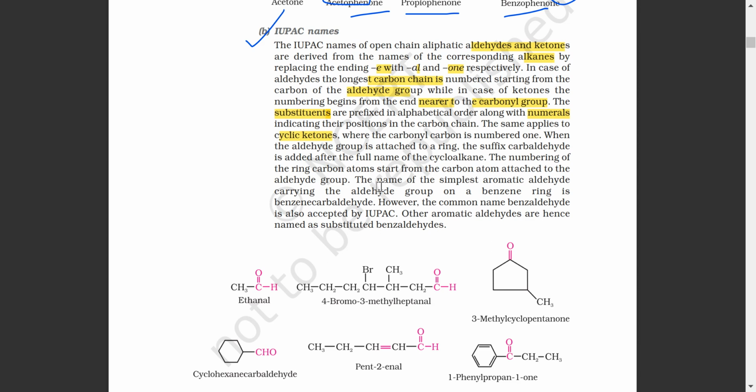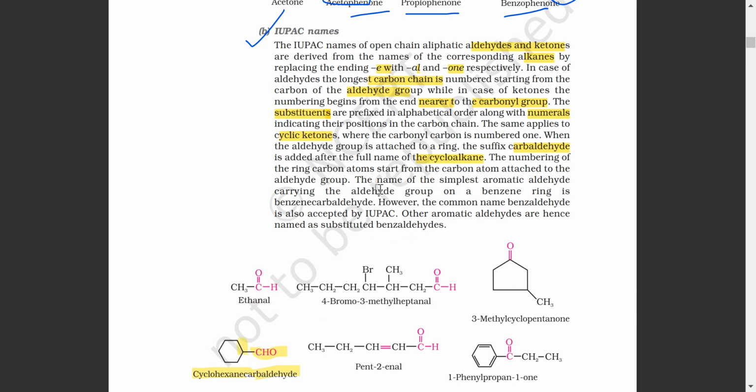Always, when the aldehyde group is attached to a ring, the suffix carbaldehyde is added after the full name of the cycloalkane. पहले हम हमारा cycloalkane का नाम लिखेंगे. You have cyclohexane over here. उसके बाद हम इसका will add a suffix that will be carbaldehyde. Clear? So the numbering of the ring carbon atoms starts from the carbon atom attached to the aldehyde group. This is where we'll be starting from, ये जो attached है.